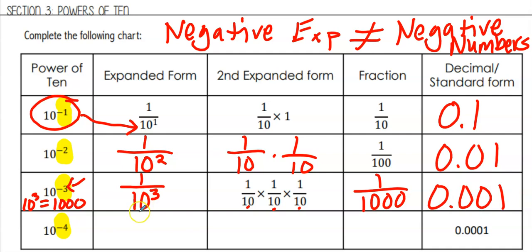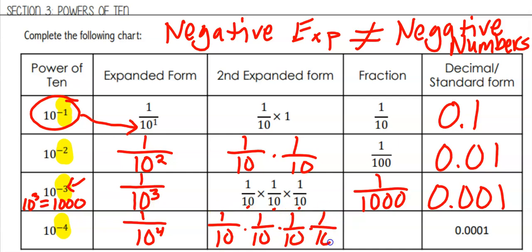10 to the negative 4 is going to be 1 over 10 to the fourth, which in our standard form would be 1/10. We're dividing by 10 4 times, which is 1 over 10,000. And then we have our decimal there. That's tenths, hundredths, thousandths, 10,000ths.